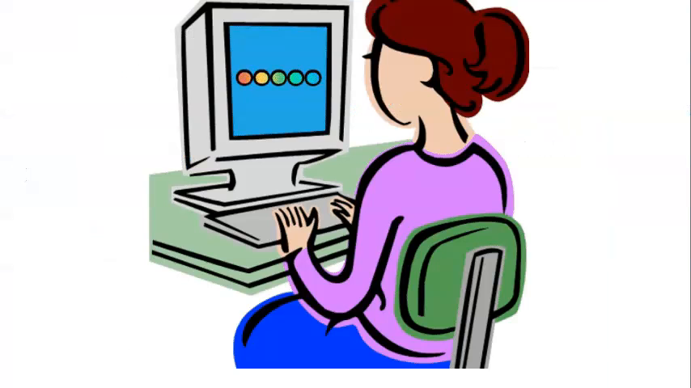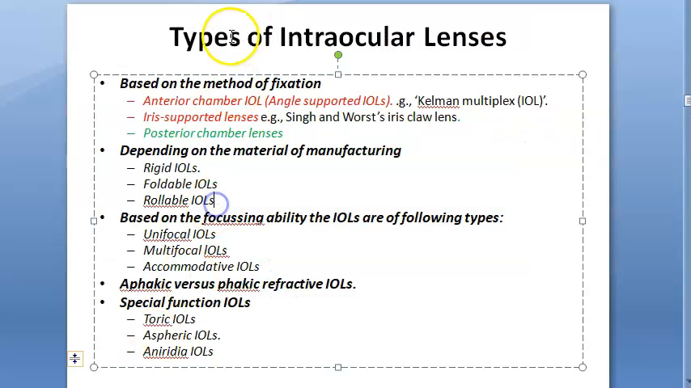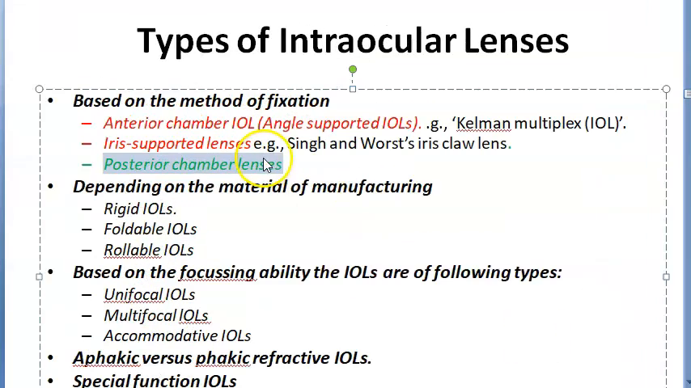Guys, now we had just looked at a small introduction. Now let us look at types of intraocular lens. Remember, you already know anterior chamber lens, posterior chamber lens. You heard about that. There is an iris supported lens also. Okay. So anterior chamber, iris supported and all are not very common. What you have to know is the posterior chamber lens. These are very common. Okay.